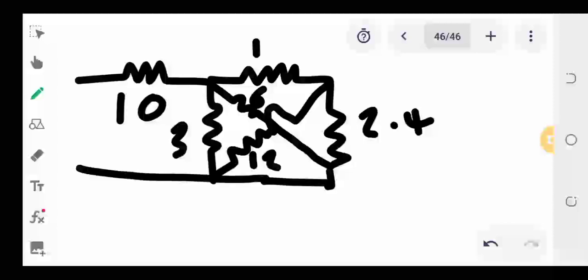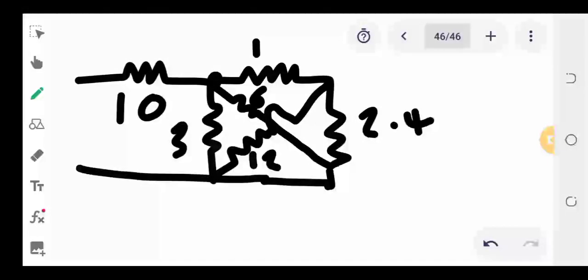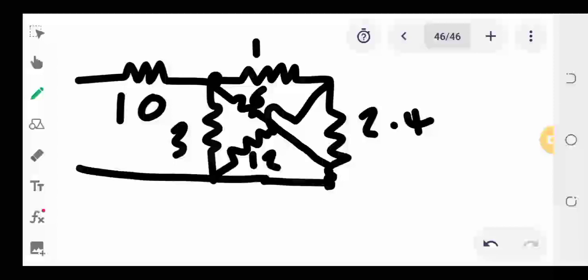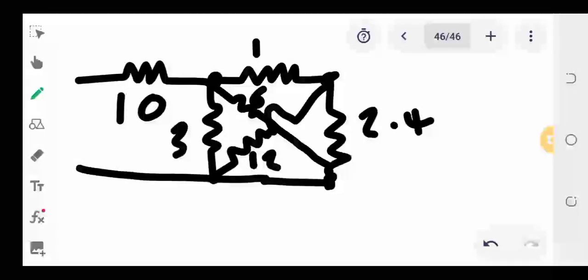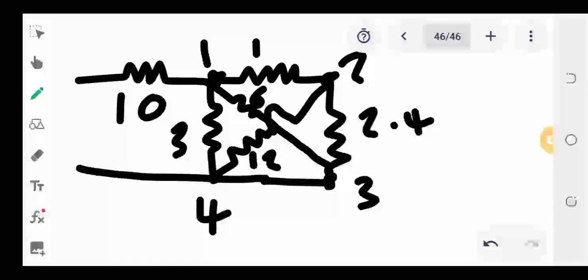Like we discussed on parallel arrangement, see these resistors starting from this, this, this. These are the nodes. Let me name them as node 1, node 2, node 3, and node 4. So we can see something in common with these resistors.